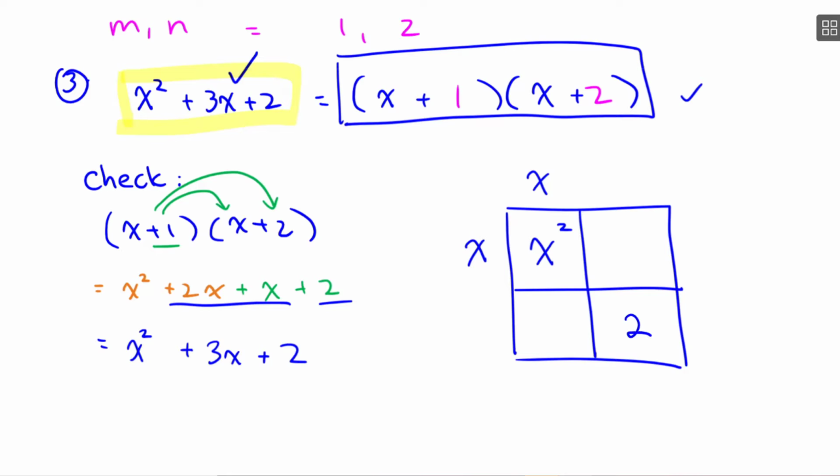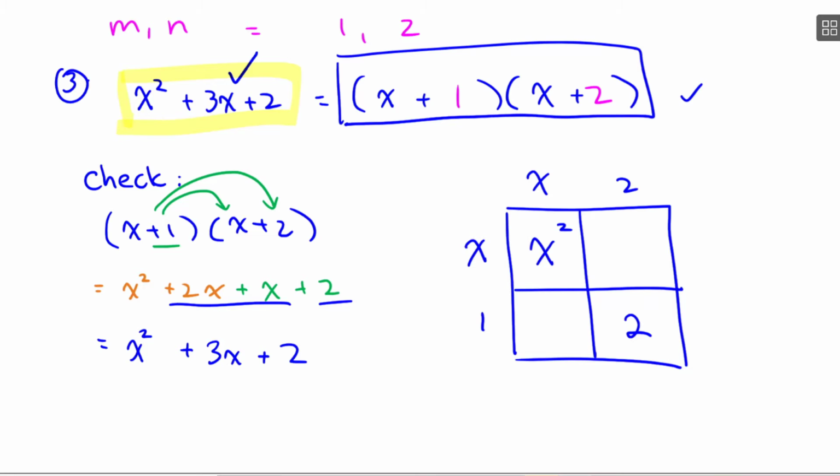And then I want a constant of 2. What times what gives us 2? Well, 1 times 2, right? If you go across and you go down, 1 times 2 does indeed give us 2. But we have to fill out the rest of this multiplying box, this factoring box as well.